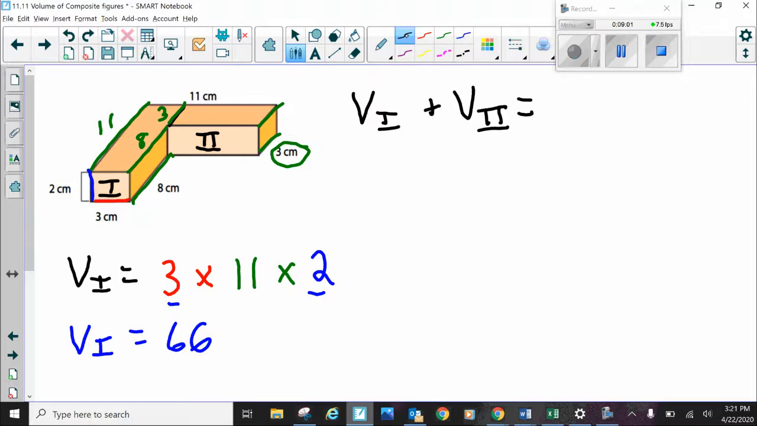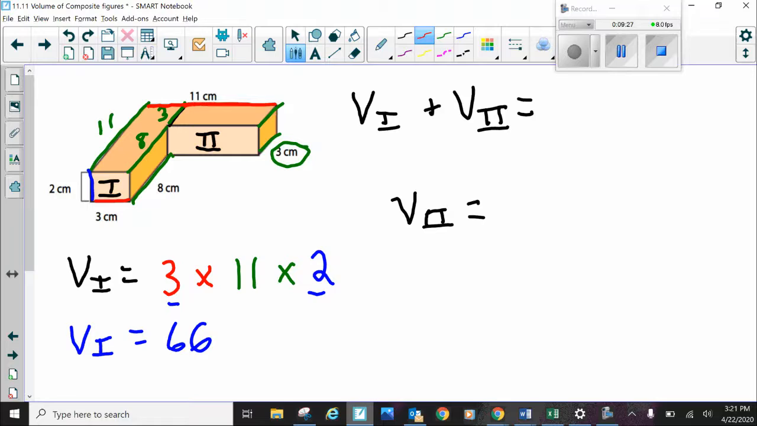Time to find volume 2. Let's see how this one goes. Again, a left to right length. It would be tempting, very tempting, to say that that's 11. But 11 is not the length of figure 2. It's the length of both figures pushed together. So I'm going to look to other lengths to help me.